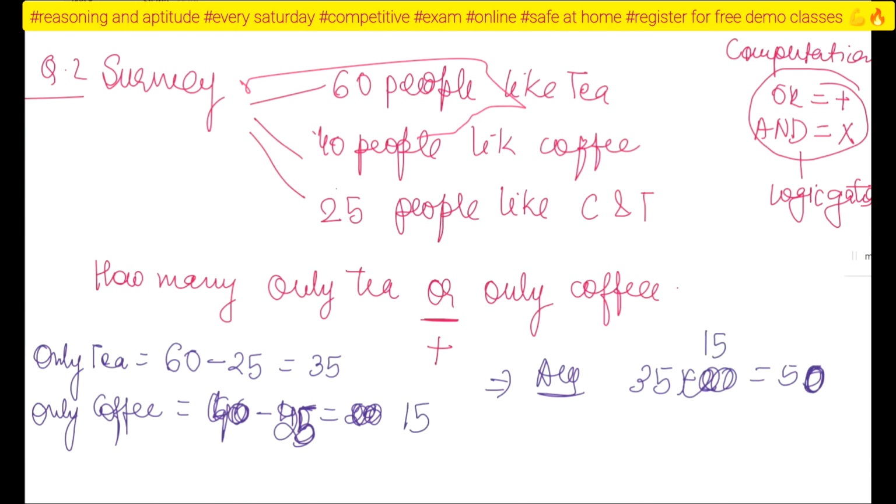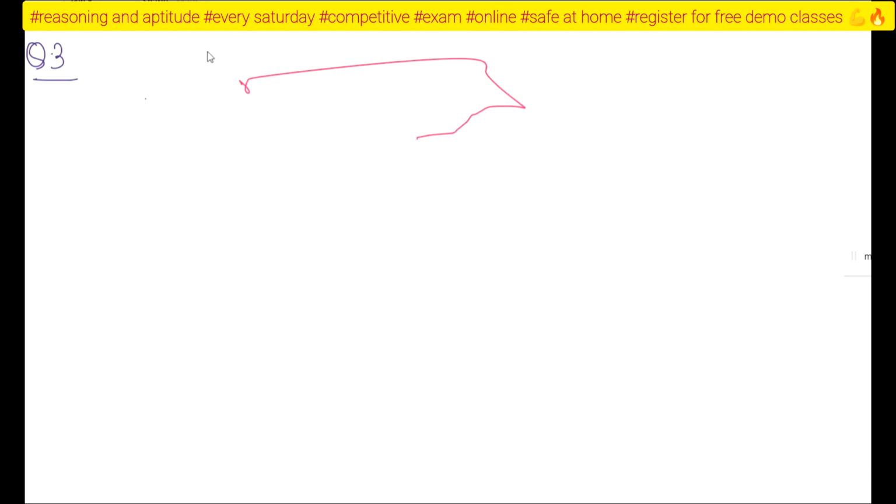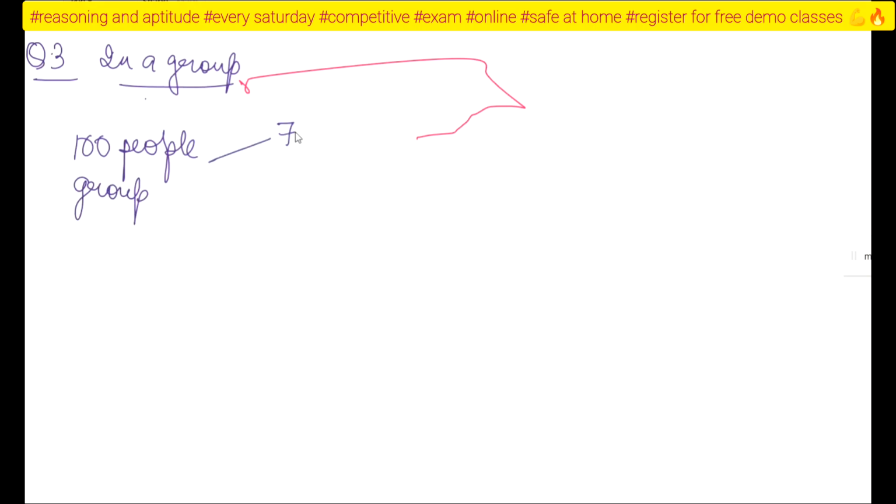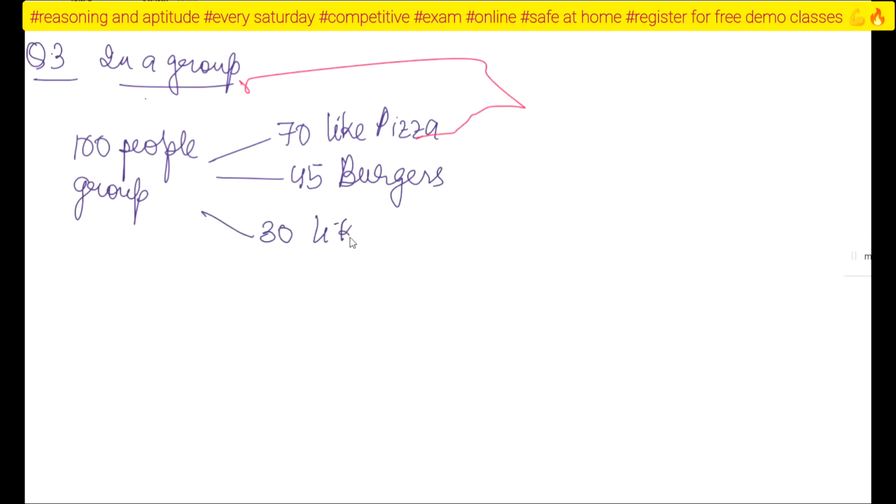Okay. Suppose they are asking in a group. In a group of people or students, whatever you may assume. In a group of how many people? 100 people group. And in that group, 70 people like pizza. In that group, 45 like burgers. And in that group only 30 like both. Now the question is asked, how many people neither like pizza nor burger?